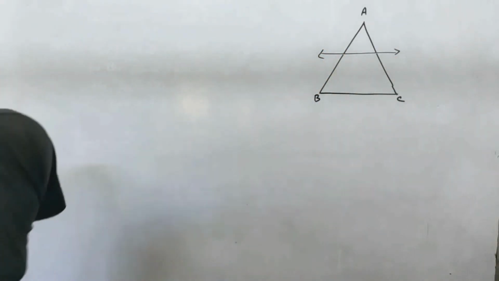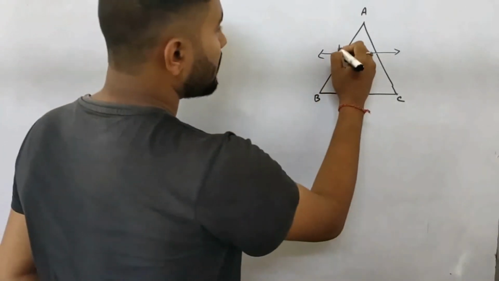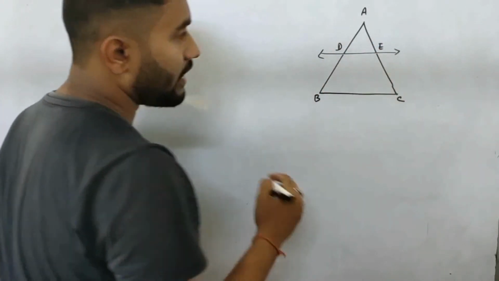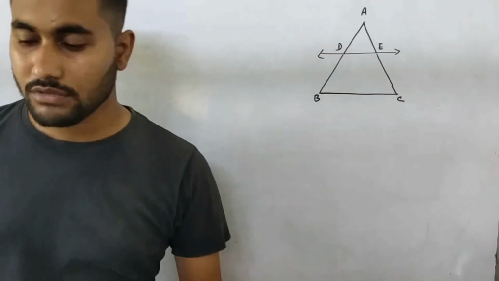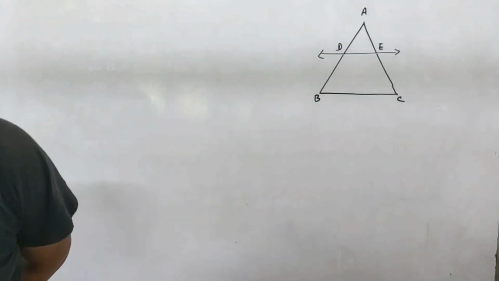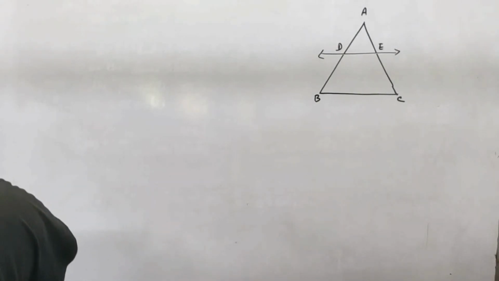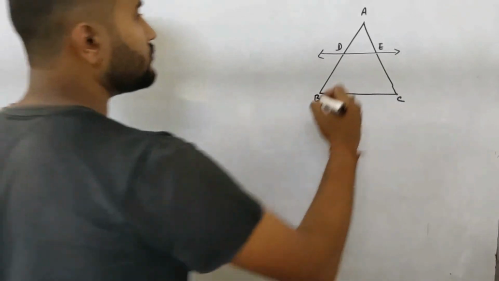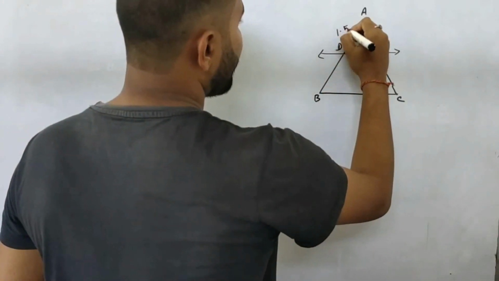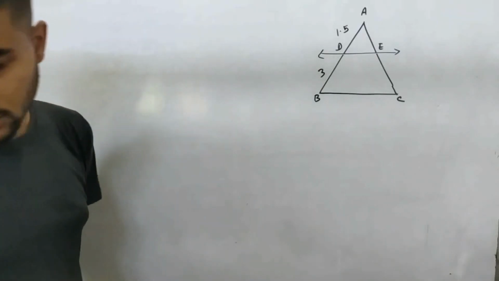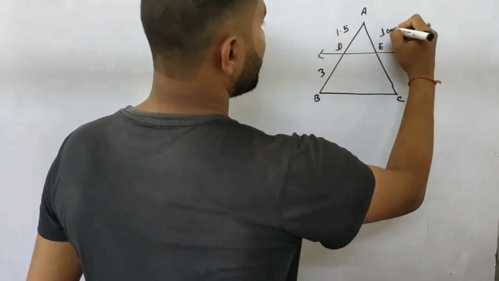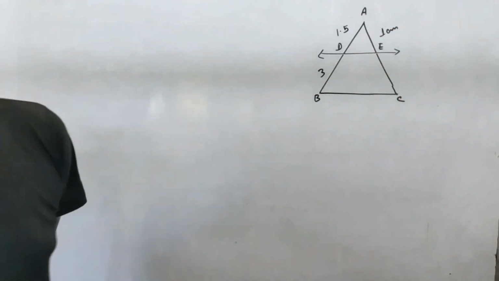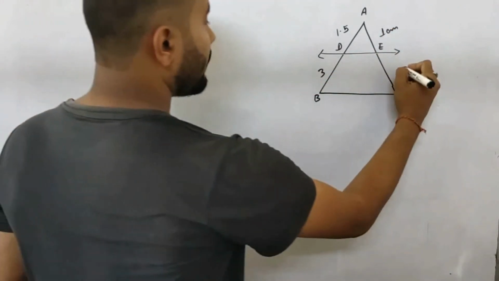Okay. Like this it is given. DE is parallel to what? BC. So parallel is given. Okay, so that means we will use what? Thales theorem, or basic proportionality theorem. What is given? AD is given as 1.5 and BD is given as 3. This one is given as 1. Okay, 1 centimeter. All are given in centimeter. We have to find what? EC. We have to find EC.